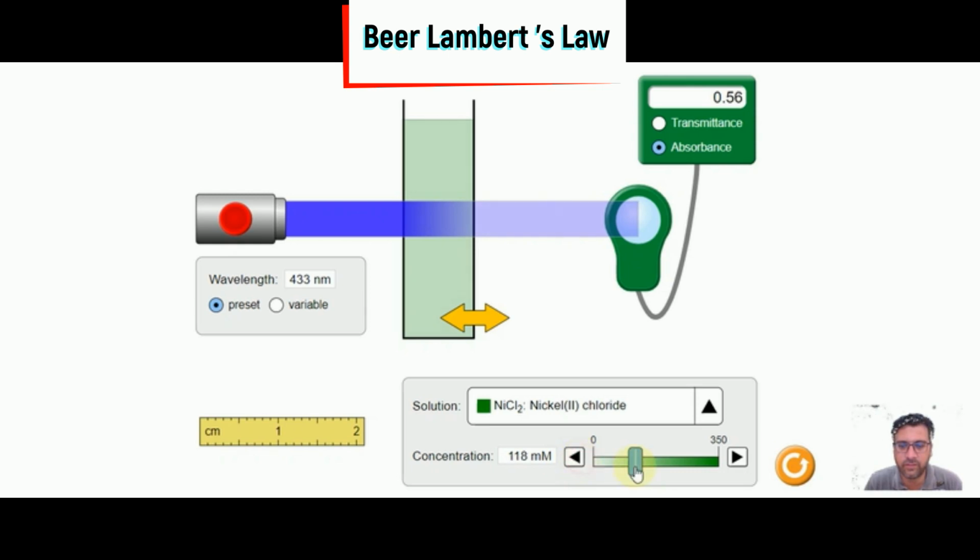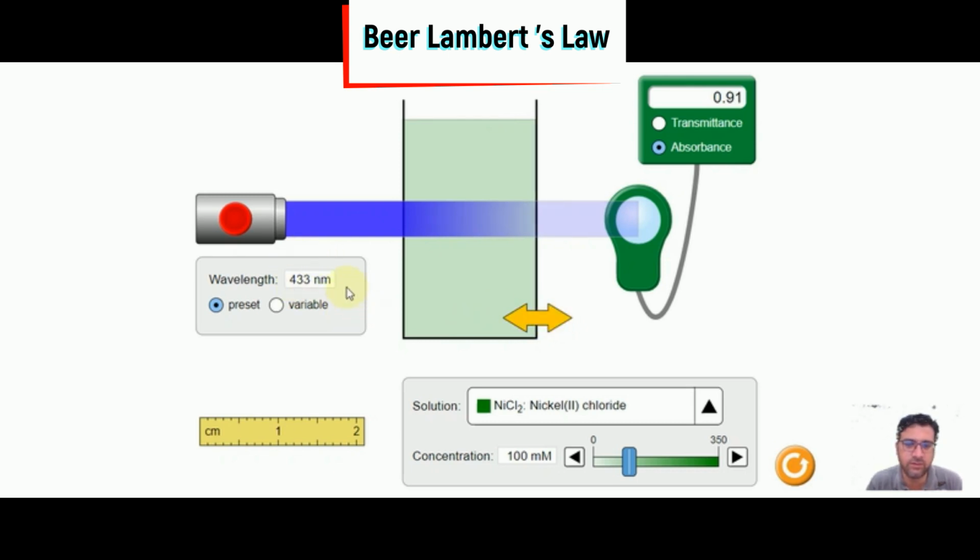Now we study Lambert's law. As we change the path length, absorbance also increases. Here the wavelength is constant, the concentration is constant, but we are changing the path length. As we increase the path length, absorbance increases. As we decrease the path length, absorbance decreases. So hence proved, absorbance is directly proportional to the concentration and the path length, according to the Beer-Lambert law.